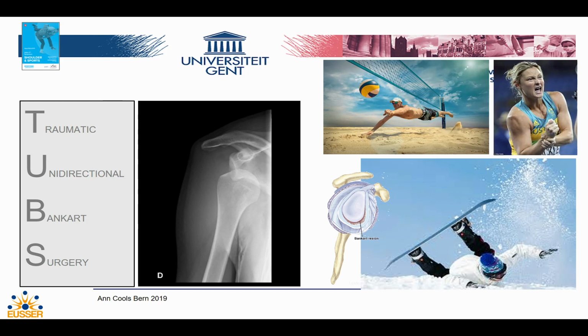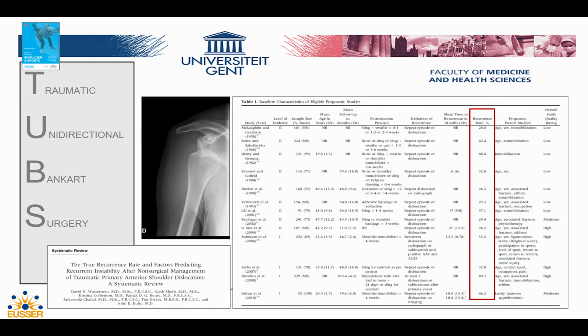Now, because of the traumatic event, there most of the time is a structural injury, which is a Bankart lesion, which is a lesion of the antero-inferior capsulolabral complex, but also the glenoid may be fractured at that space, and then we call it a bony Bankart lesion. Now, the problem with traumatic dislocations is the high recurrence rate. And according to a recent systematic review, the recurrence rate varies between 20% and 88%, depending on the study, with many risk factors that have been highlighted.